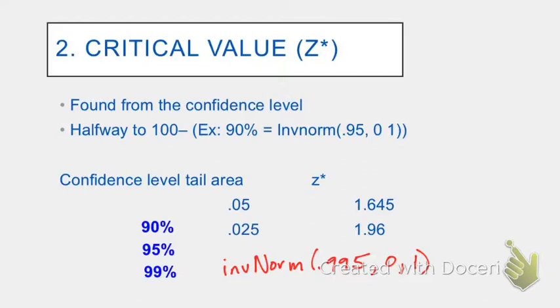Do people use this in the real world? Like, what are we looking for? We're trying to estimate the population proportion.